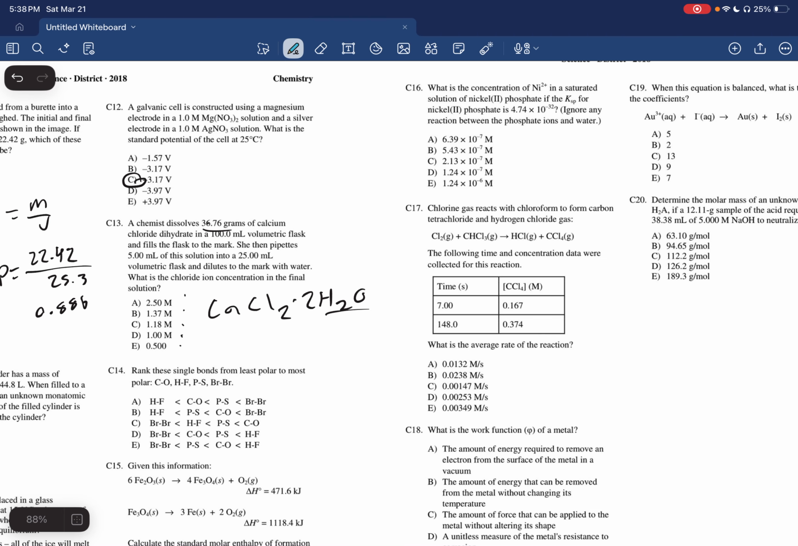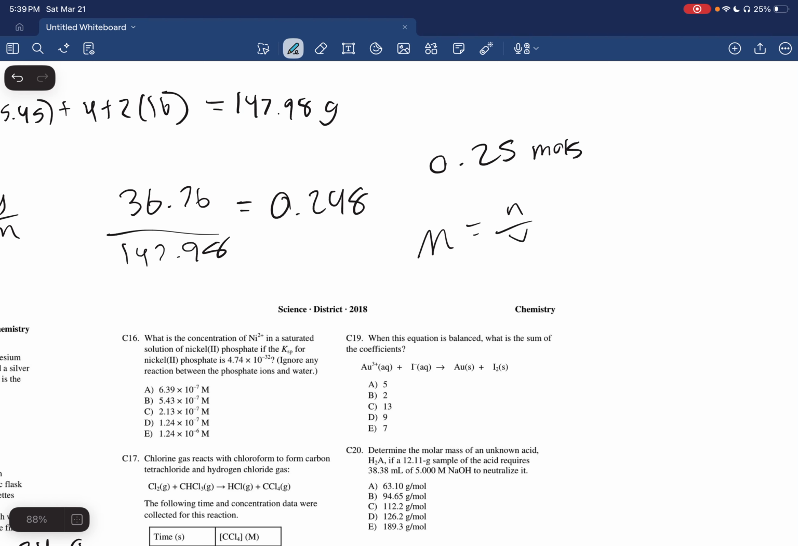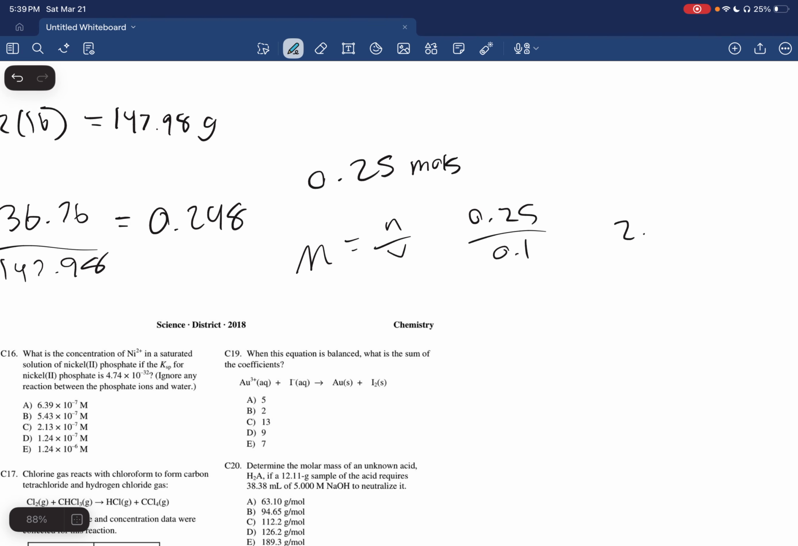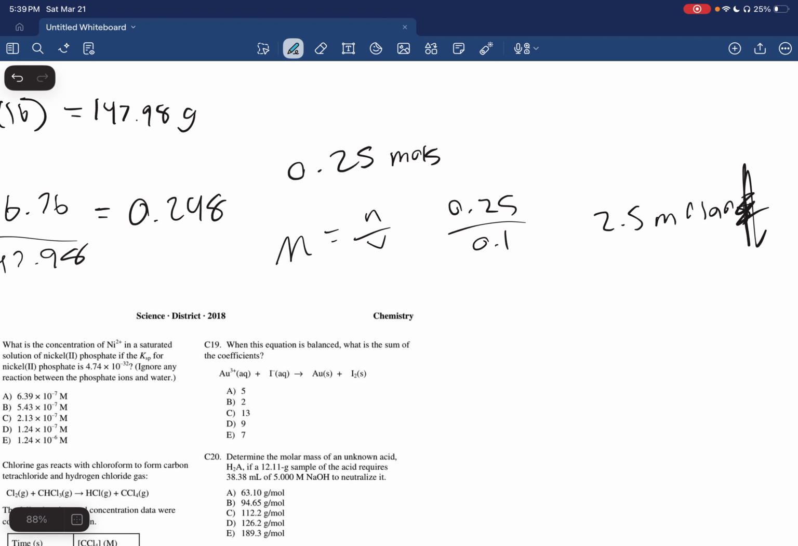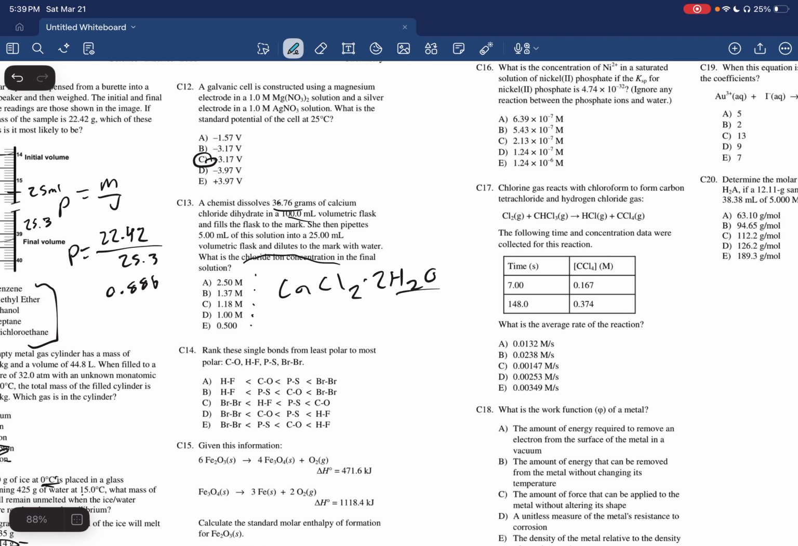So next, it's dissolved in 100 milliliters, meaning our molarity equals the number of moles over the volume, and we found our number of moles is 0.25, and our volume is 0.1. So we actually have 2.5 molar. And now we're looking for our chloride ion concentration here.